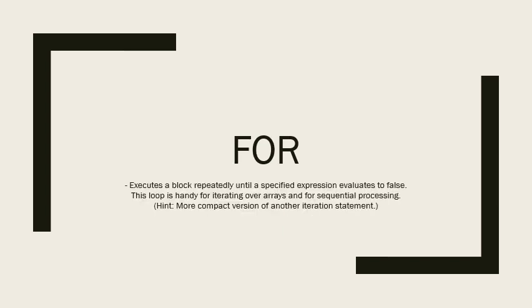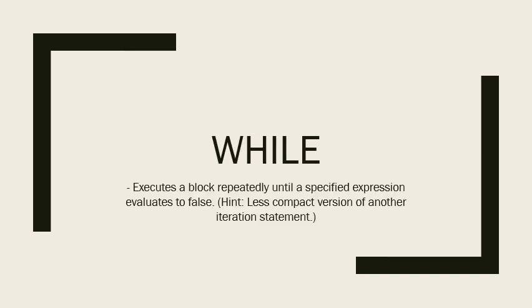For, executes a block repeatedly until a specified expression evaluates to false. This loop is handy for iterating over arrays and for sequential processing. While, executes a block repeatedly until a specified expression evaluates to false. Less compact version of another iteration statement.